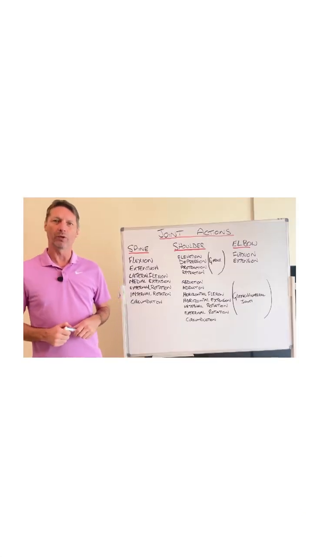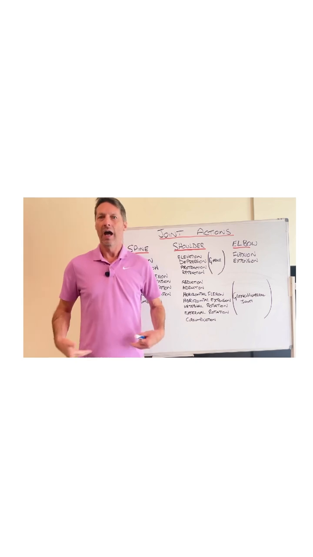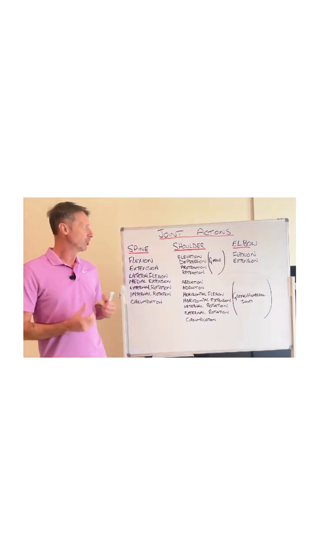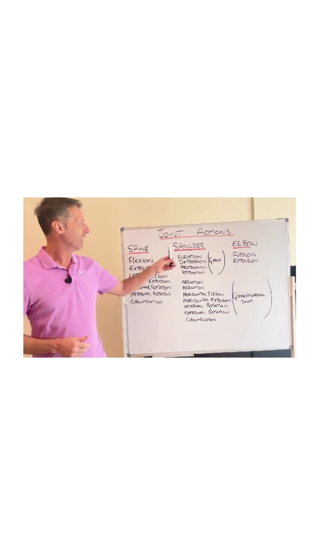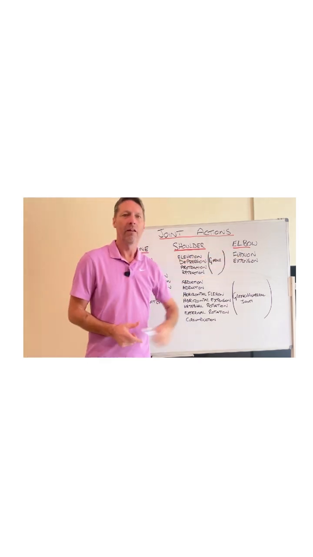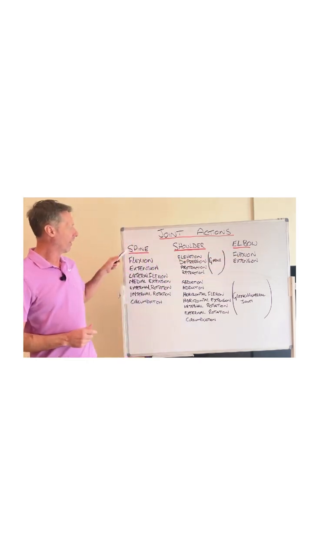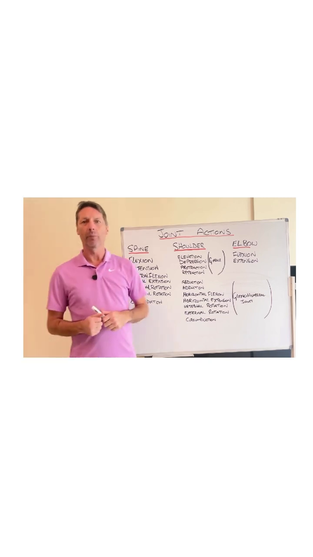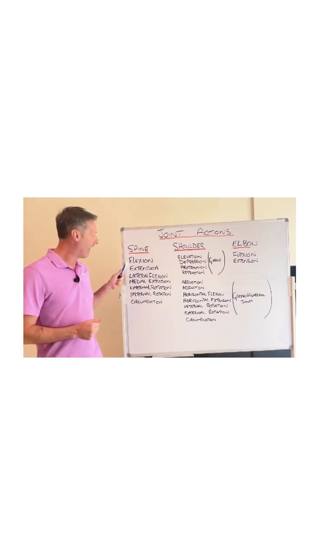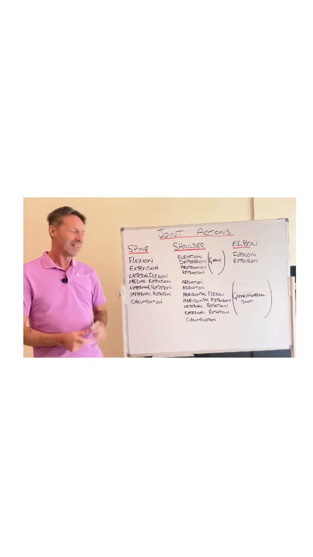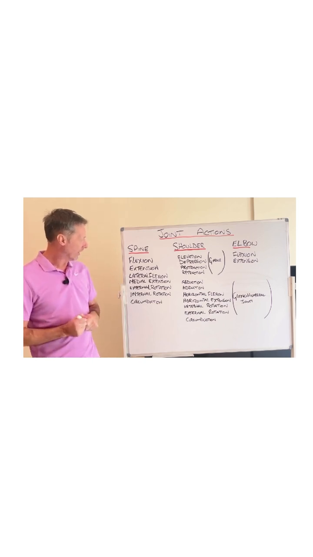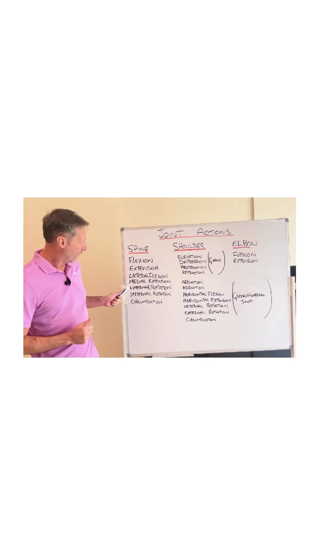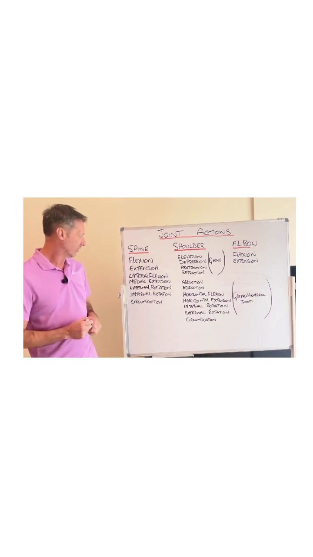Okay, you beautiful people, we've done the lower half of the body for joint actions. Now let's look at the upper body. We'll look at the spine, the shoulder, and the elbow joints. So if we look at the spine, the movements that we can do at the spine are flexion, extension, lateral flexion, medial extension, lateral rotation.